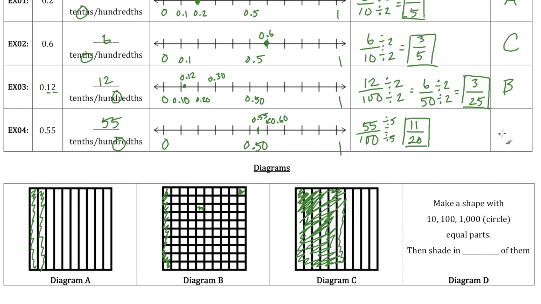And let's go ahead. I guess we have to use a quote-unquote diagram D. Really, it's not a diagram, it's a description. So make a shape, now we got a circle. Are we going to make it with 10 equal parts, 100 equal parts, or 1,000 equal parts? This was 55 hundredths, so there should be 100 equal parts, and then we are going to shade in 55 of them. And that's it. Thank you.